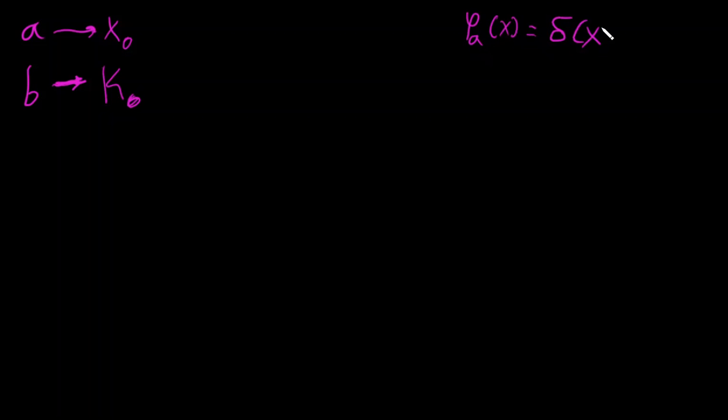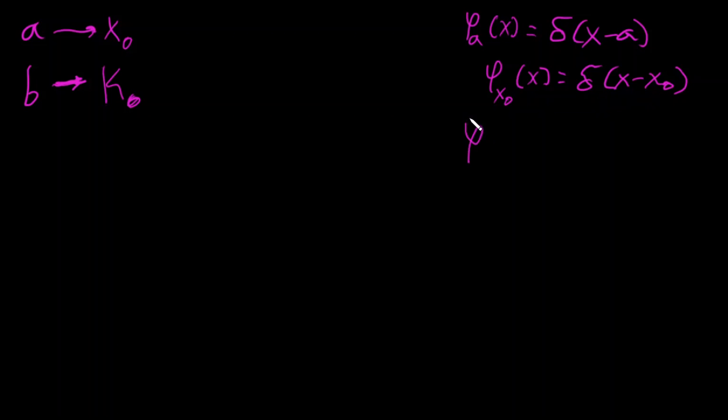So, for example, that thing that we used to have, phi sub a of x is delta of x minus a. We're now going to say phi sub x naught of x is delta of x minus x naught. This is just the wave function of x. X is the variable, position in general. X naught is that specific value of position, so this is the wave function with a definite position, x naught.